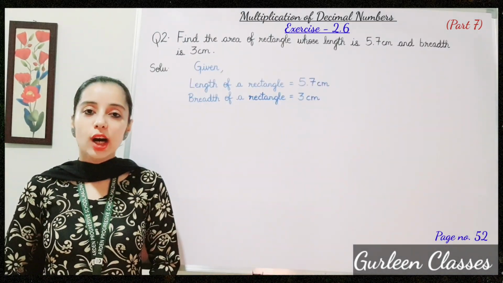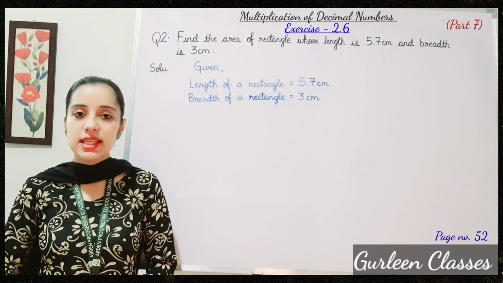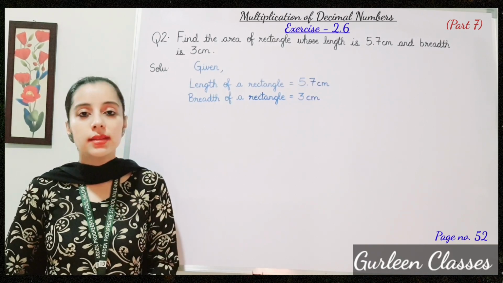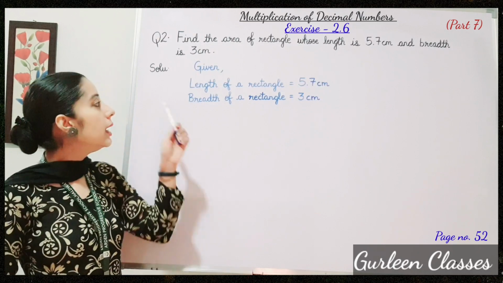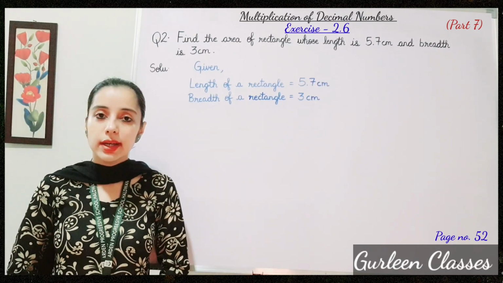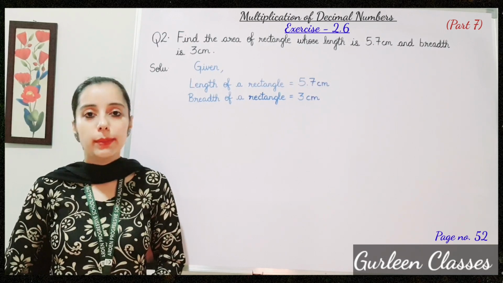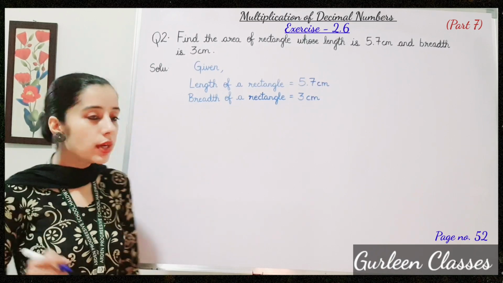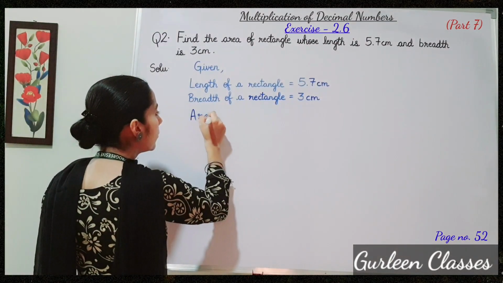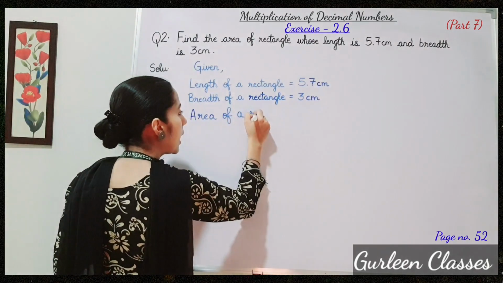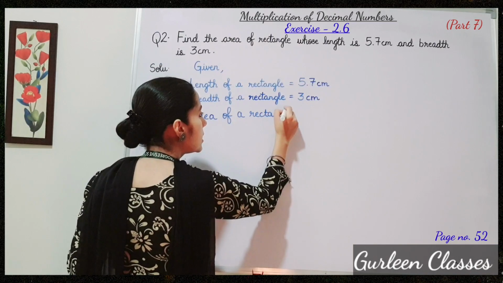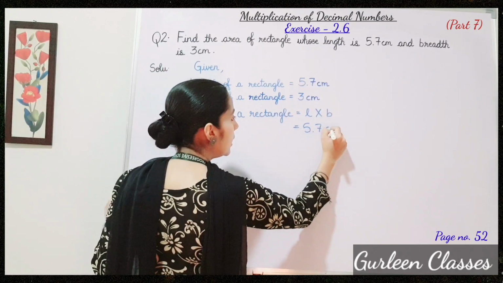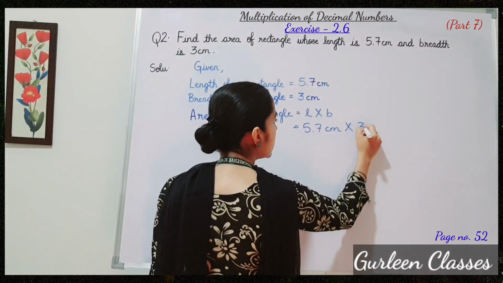Question number 2, find the area of a rectangle whose length is 5.7 cm and breadth is 3 cm. We have to find out the area of the rectangle. So first let us write what all things are given. Length of the rectangle is 5.7 cm and breadth is 3 cm. What is the formula for finding the area of a rectangle? Length into breadth. So length is given 5.7 cm and breadth is given 3 cm.